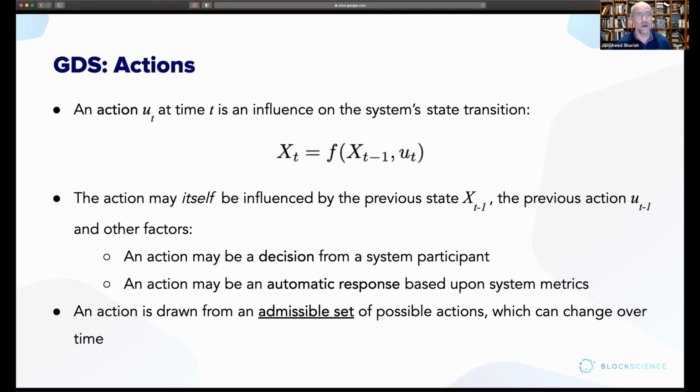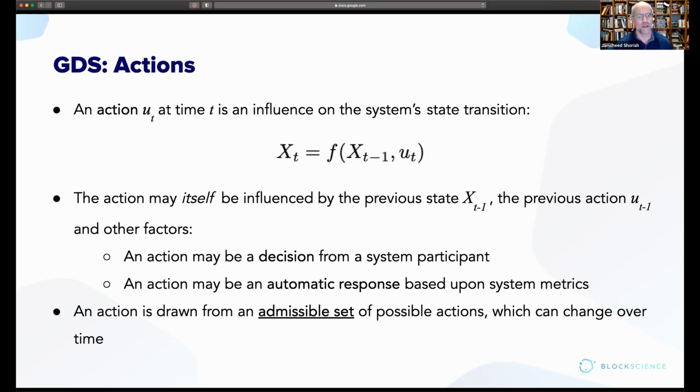It doesn't have to be a human or even a person making a decision in clock time. It could be an automatic response based upon certain health metrics, for example, something which has been placed into the system to change the state according to a set of conditions and evaluations of the previous state that it was seeing. But the key thing, and this is the thing I want to try to underscore during the time that we have, is that it's being drawn from an admissible set of possible actions which can change over time.